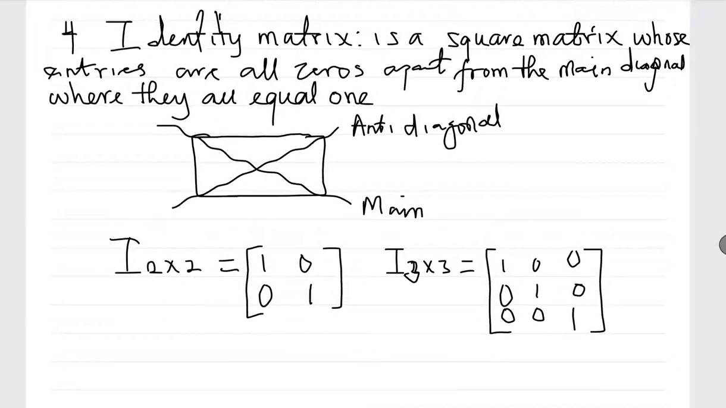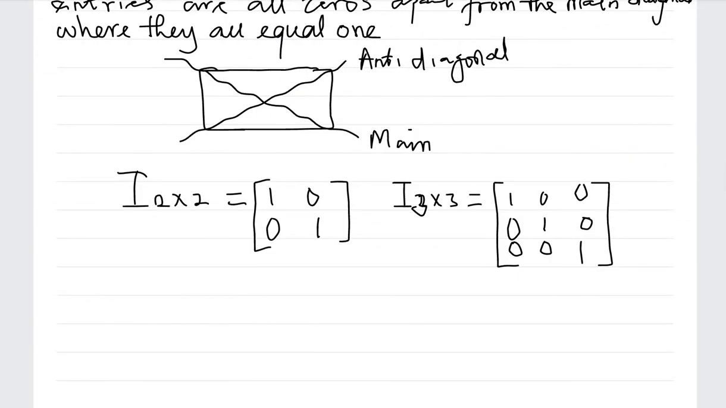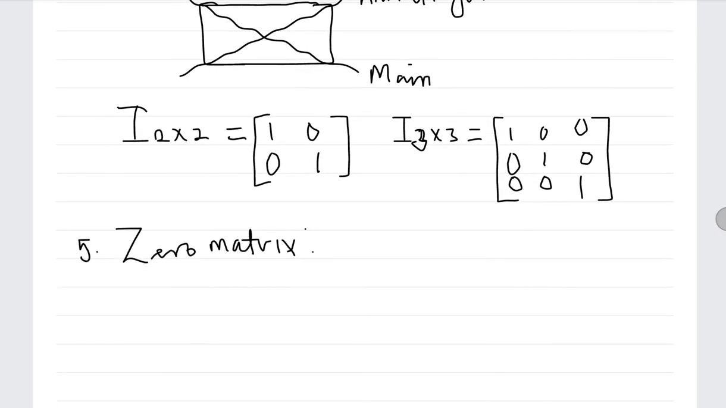All right. So now the last type here is what we call the zero matrix. What do we call a zero matrix? From the definition, a zero matrix is any matrix whose elements are all 0.